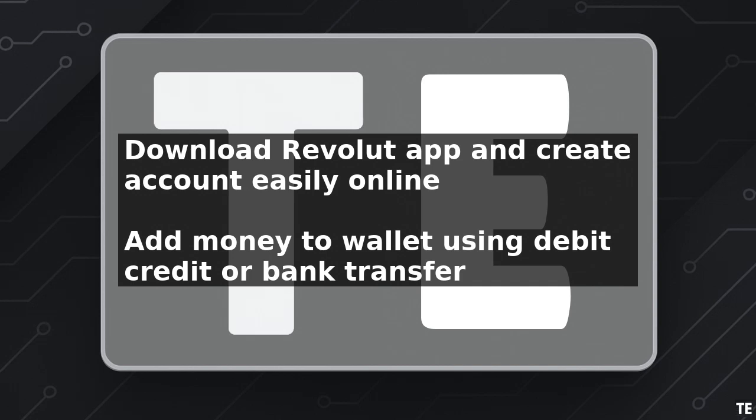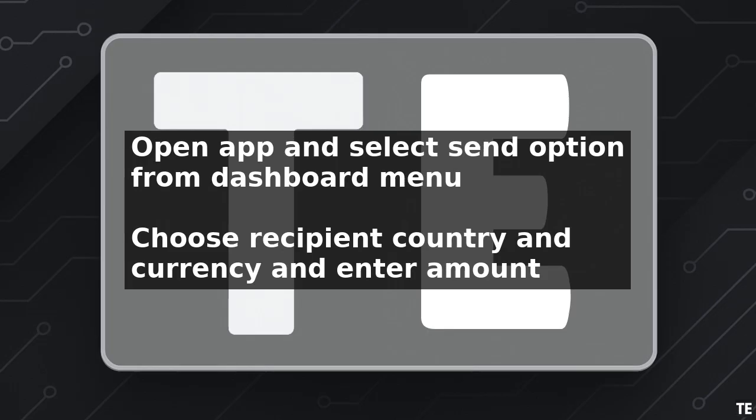To send money with Revolut, open the app and select the Send option from the dashboard. Choose the recipient's country and currency, and enter the amount you want to send. You can send money to a bank account, a mobile money account, or to another Revolut user.